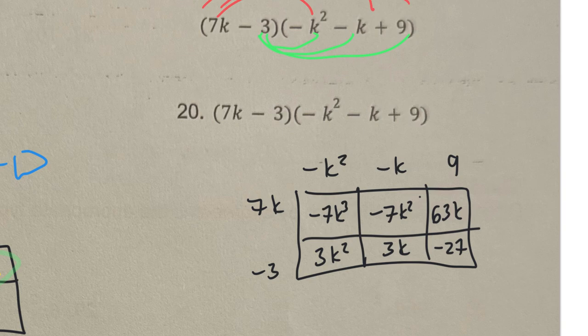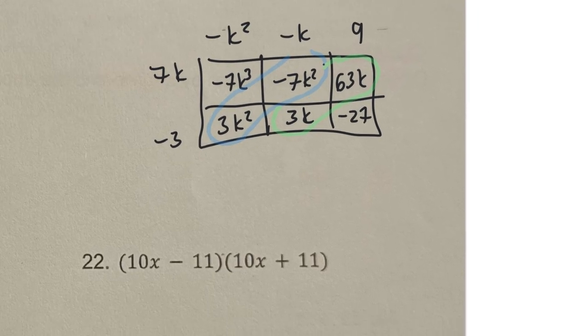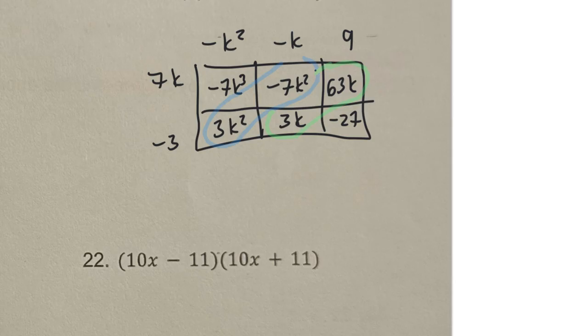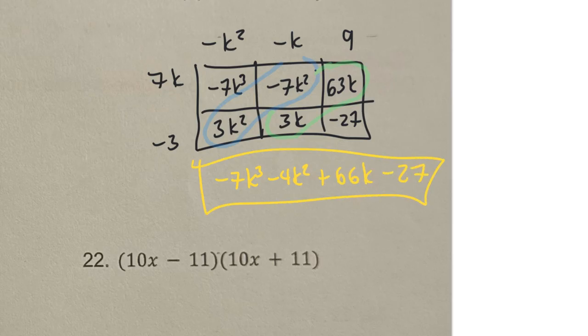And do we have like terms diagonally? Yes, we do here. And it looks like we do here. Now, once again, you don't want to just assume that. It doesn't always work out that way, but very often it does. So then writing the answer should be easy. Negative 7k cubed, it's by itself. The blue circled like terms would give us negative 4k squared. The green circled like terms would give us plus 66k. And then we have minus 27. And then hopefully we are getting a 100.